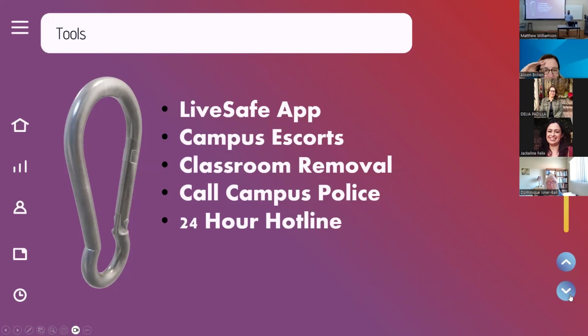Classroom removal is available through our student judicial affairs office. If you ever have a student that you feel needs a timeout and is disruptive, you can use classroom removal. If you feel like you're in danger, please don't hesitate to call campus police. They are a resource and a tool for us here on campus. And lastly, I'll reiterate the 24-hour hotline for emotional support.